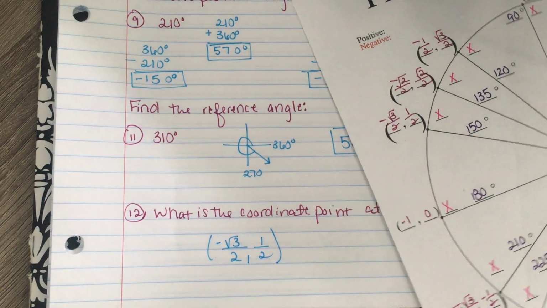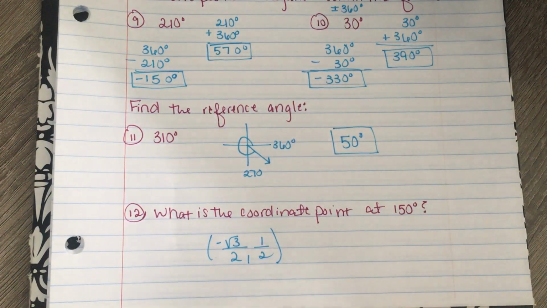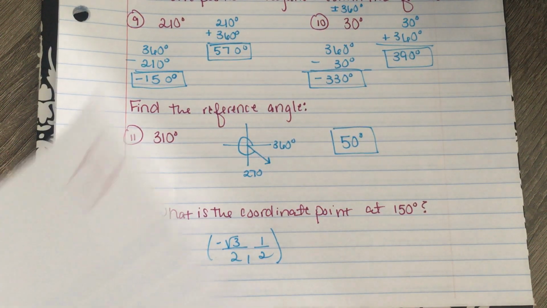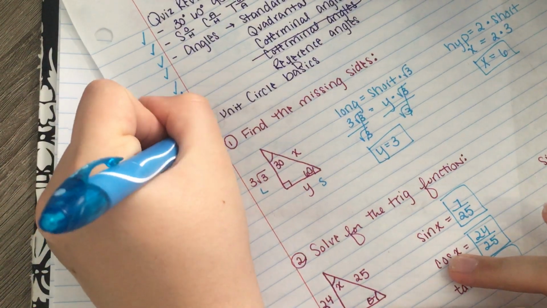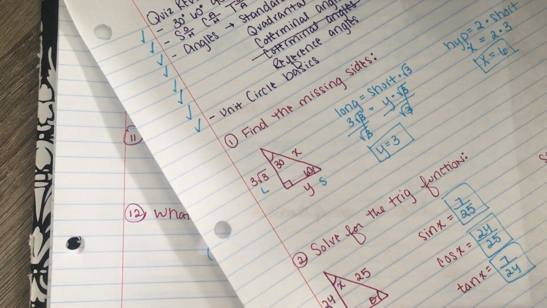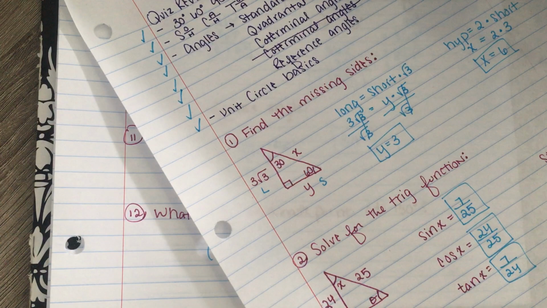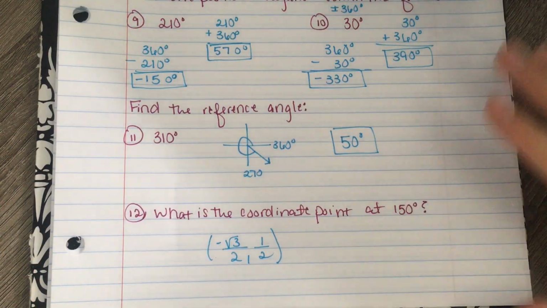I could ask you, what is the y value at 150 degrees? You give me 1/2. I could ask you, what is the x value at 150 degrees? And you give me negative square root of 3 over 2. All right, that was just a quick review for our unit circle, SOHCAHTOA, 360, 90, and everything we know about angles. Make sure you study for your quiz.